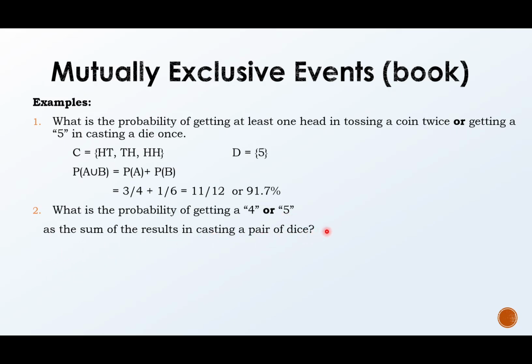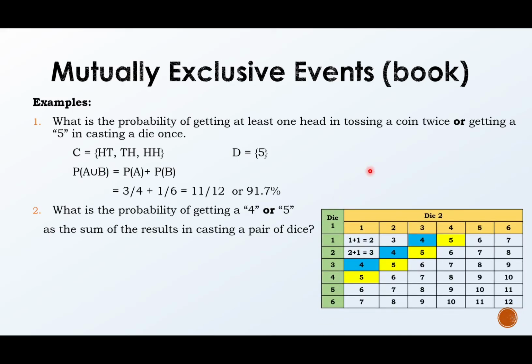Okay. Another example, what is the probability of getting a 4 or 5 as the sum of the results in casting a pair of dice? So remember, na seat work natin to dati. If you don't remember anymore, go to page 17. You have there in your book the table which contains all of the possible sums when you cast a pair of dice. So may die 1 ka at saka die 2. Pinaka-minimum na sum is 2, right? Pinaka-mataas na possible sum ay 12.